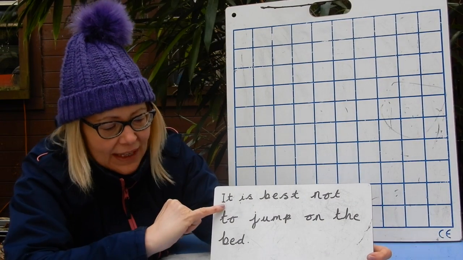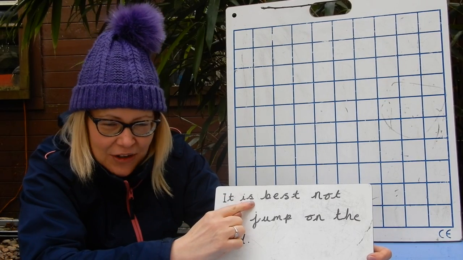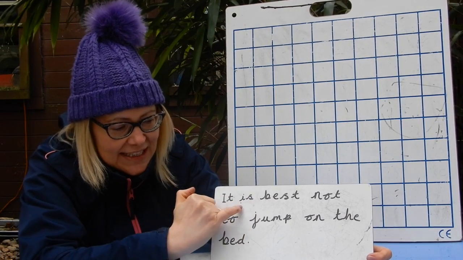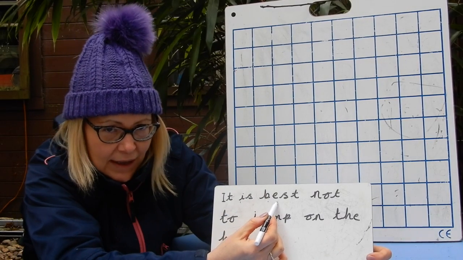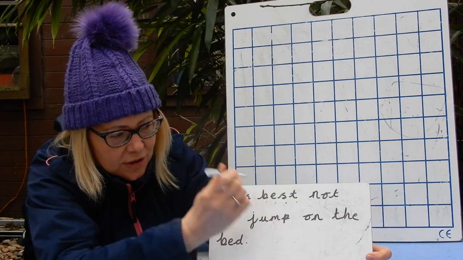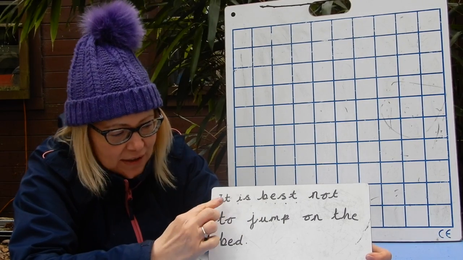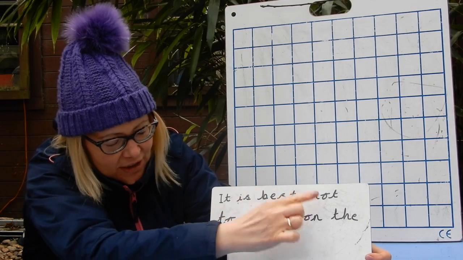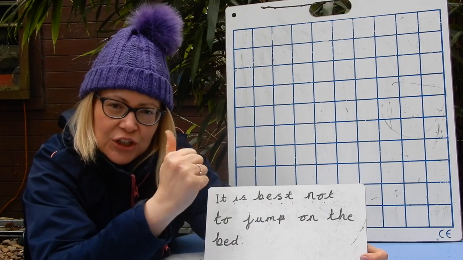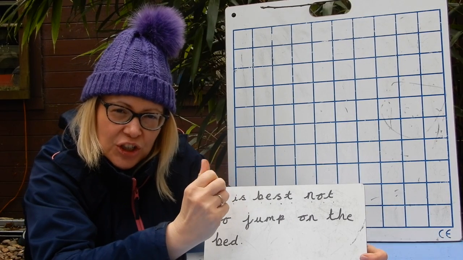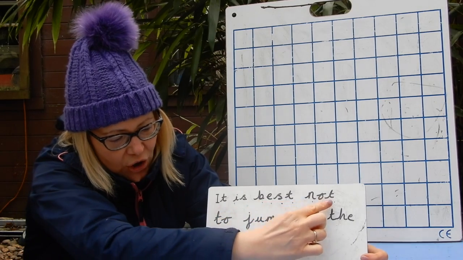So, it is, we know this one, it's in our keywords, is, it is. 4 sounds here. B, e, st, best. It is best. 3 nice easy sounds here for us. Not. It is best not.